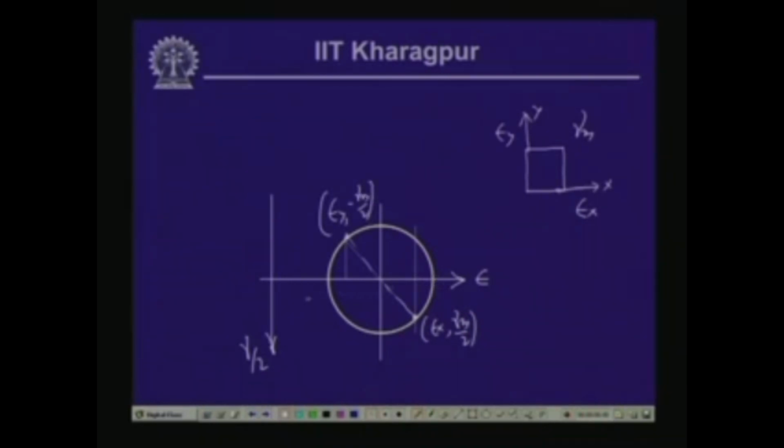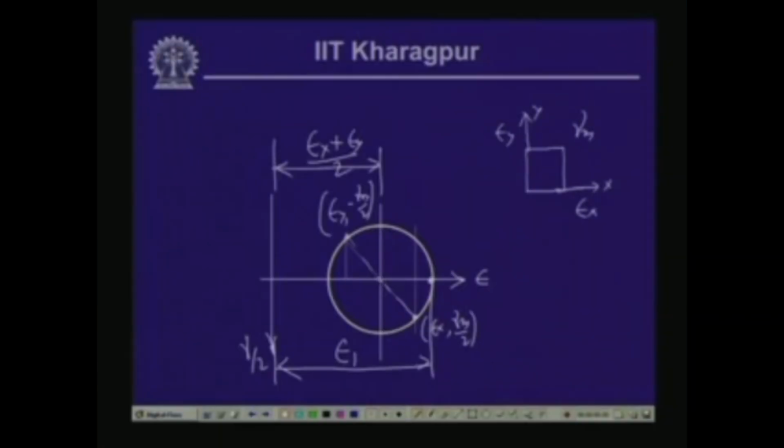Now, this is the center of the Mohr circle, which is at a distance of epsilon x plus epsilon y by 2, and this particular point gives us the maximum normal strain, which we normally denote as epsilon 1, the maximum principal strain. And as you can observe from this diagram, at this point the value of shearing strain is 0. So, along the axis where the principal strain or the normal strain is maximum, where we have maximum principal strain, the value of the shear strain is 0.